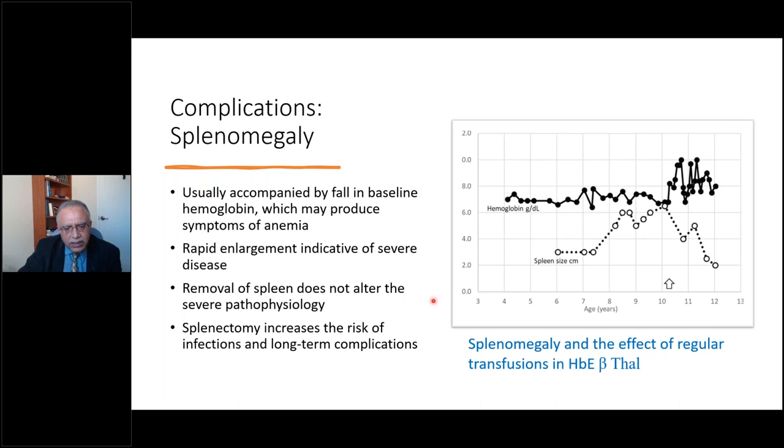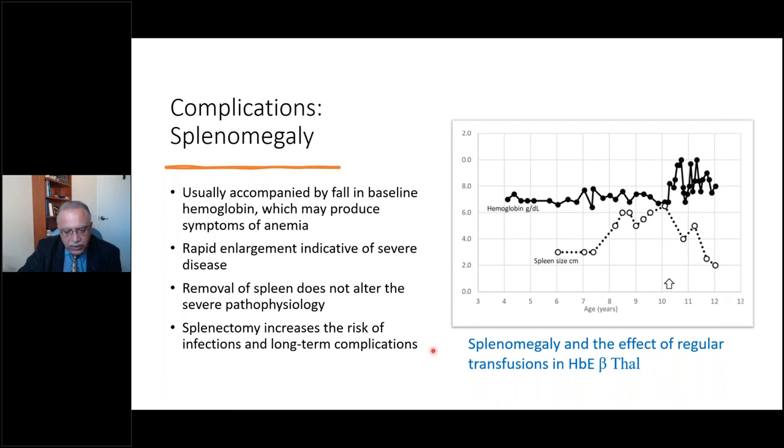So what is the alternative to that? How should one approach a patient who has an enlarging spleen? This is a child with E beta thalassemia, and for the first several years, the spleen size stayed stable, but after 7 years, the spleen size starts to go up. That also leads to a decline in the baseline hemoglobin level. And when this child is started on regular transfusions, the spleen size regresses quickly.